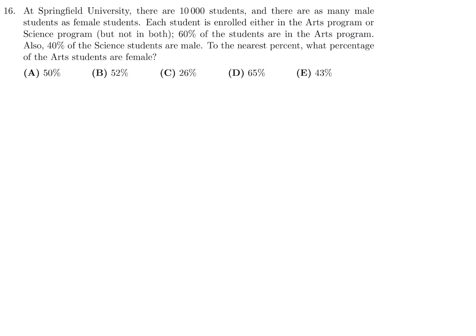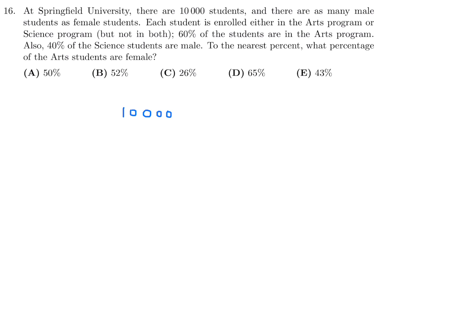At Springfield University, there are 10,000 students, and there are as many male students as female students. Each student is enrolled either in the arts program or the science program, but not in both. 60% of the students are in the arts program. Also, 40% of the science students are male. To the nearest percent, what percentage of the art students are female?